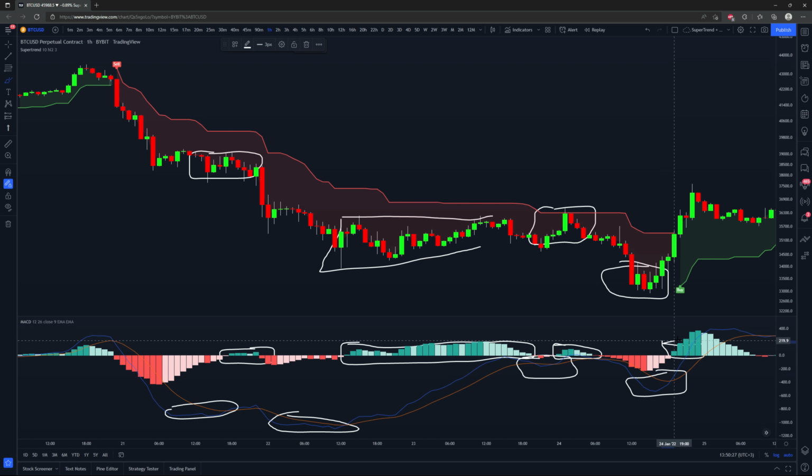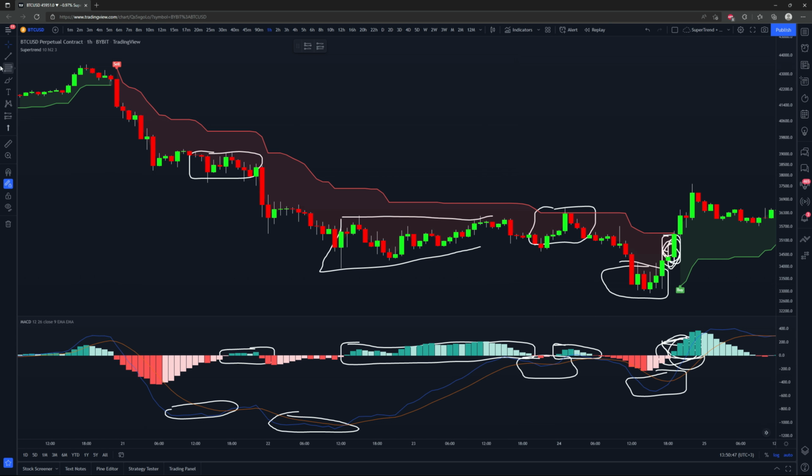So this histogram right here, this green histogram with price still under the super trend still red, we don't want to be looking to short right here on this pullback because of what had happened here with this higher low. At the same time, price made a lower low.